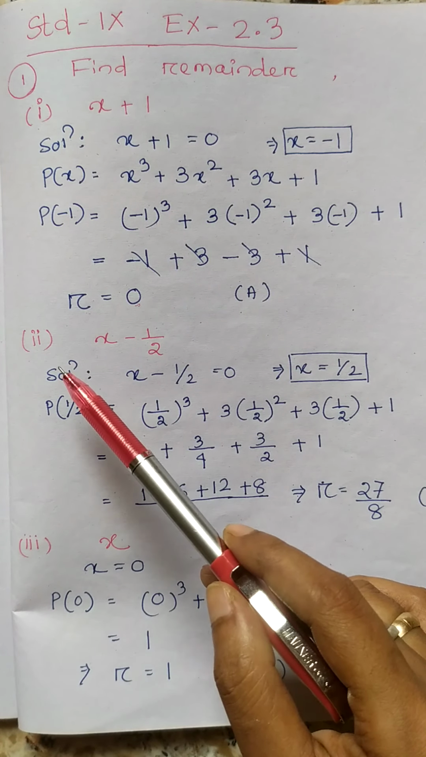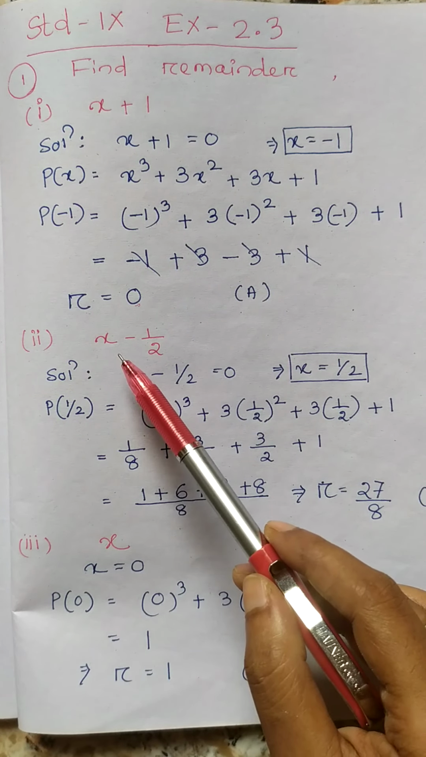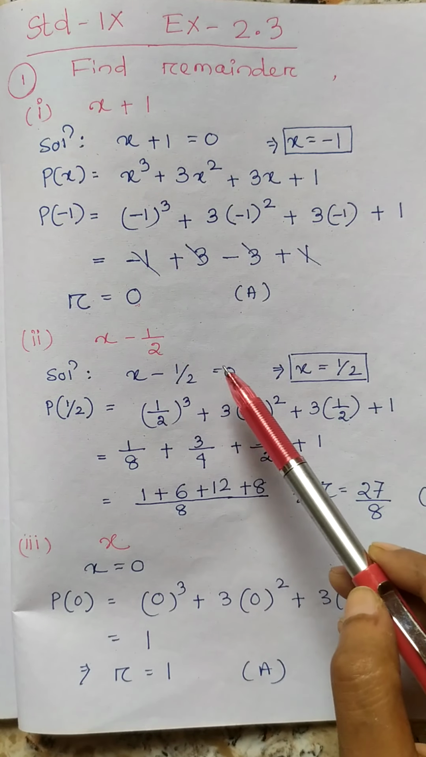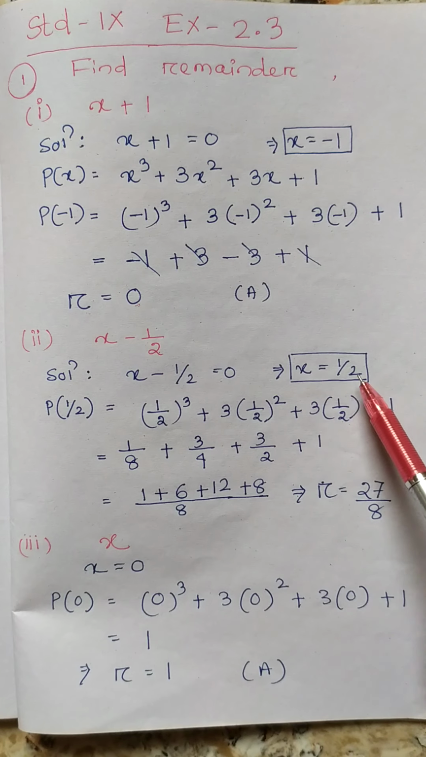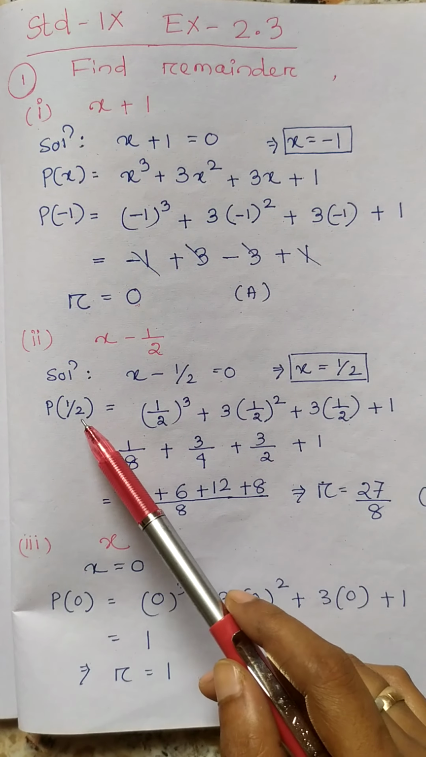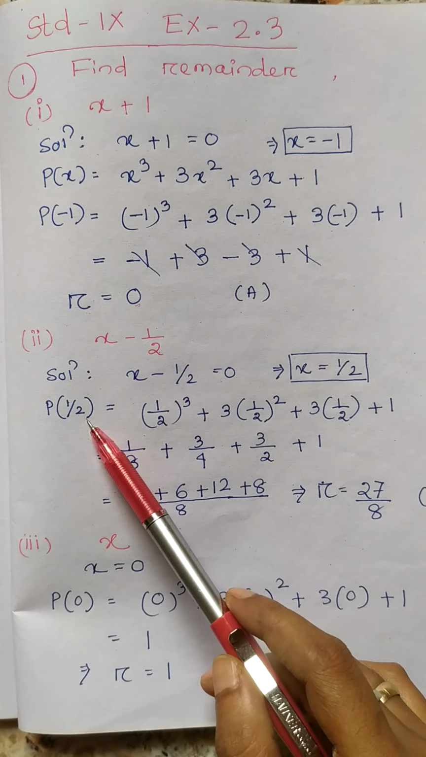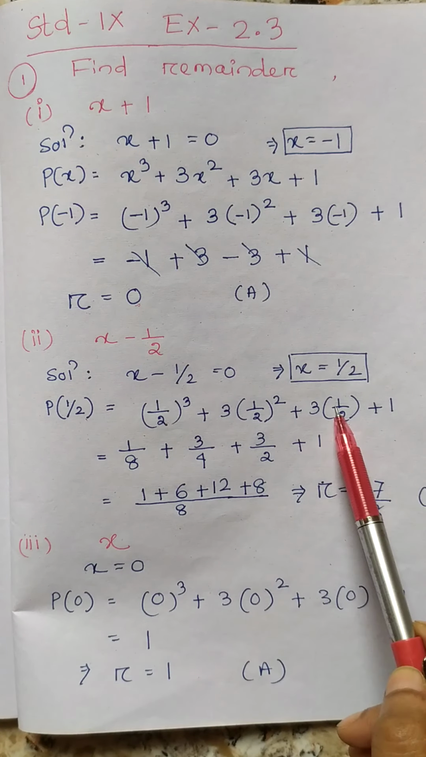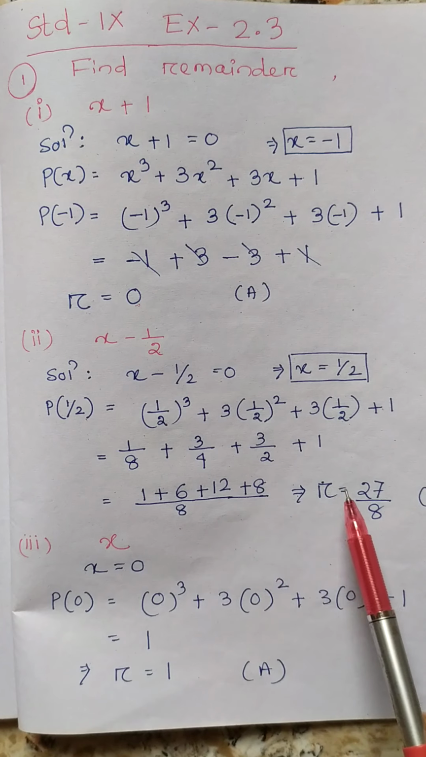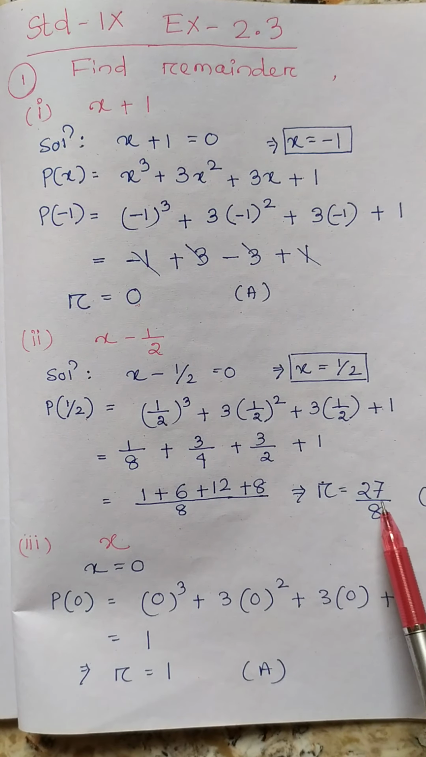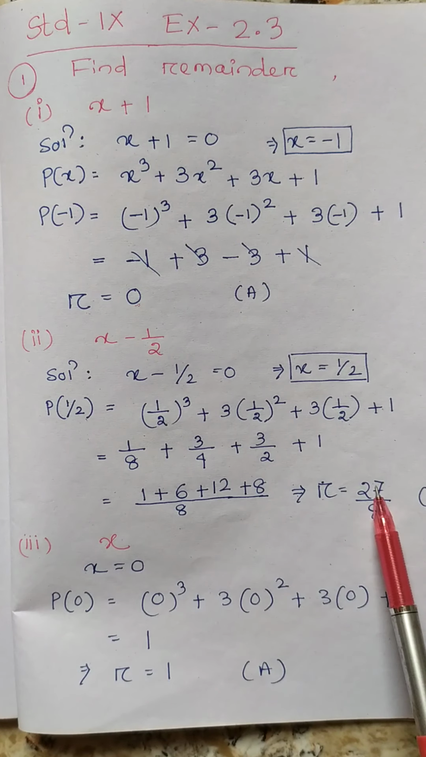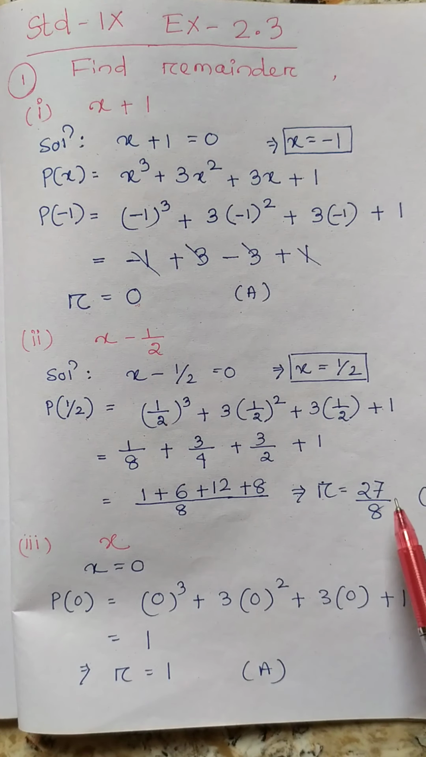Similarly, coming to the second bit, the divisor is x minus 1 by 2. Again make it equal to 0, so x is equal to 1 by 2. So in place of p of x we will write p of 1 by 2. Putting x as 1 by 2 and solving it we get 27 by 8. Whatever value we got is equivalent to our remainder. So r equals 27 by 8 is the answer.